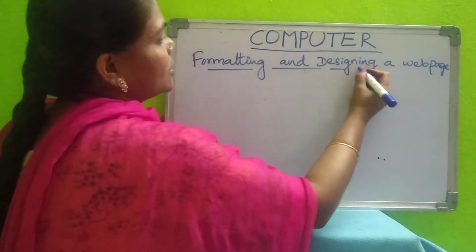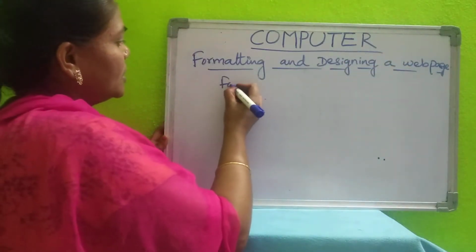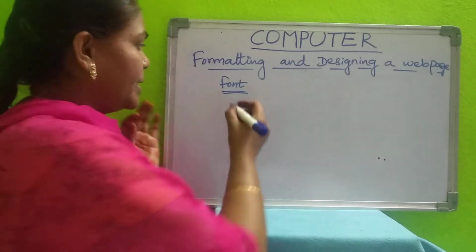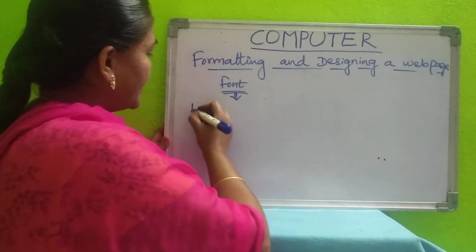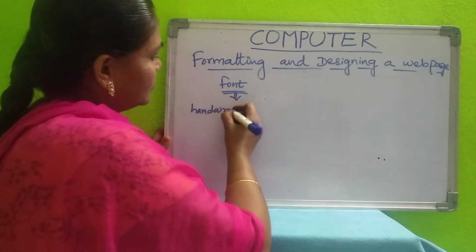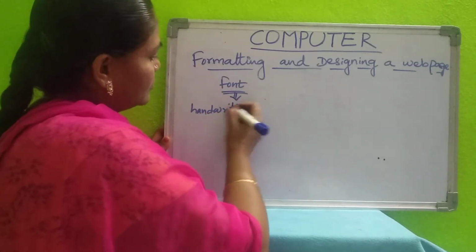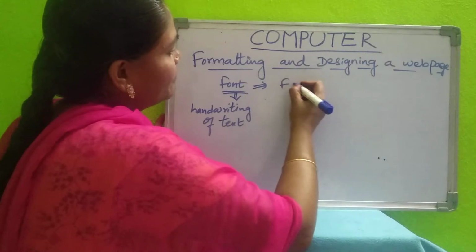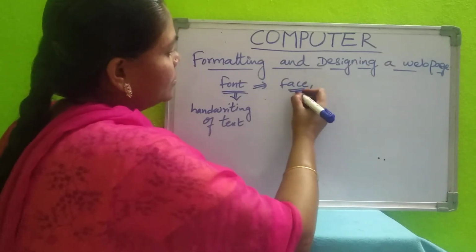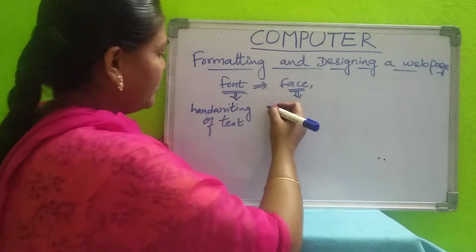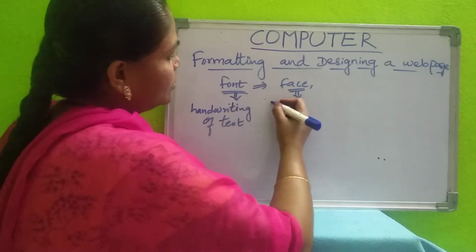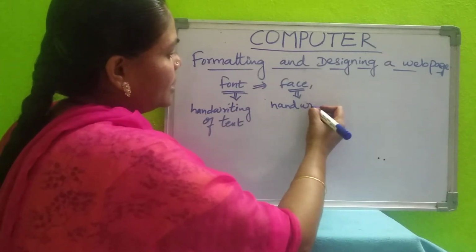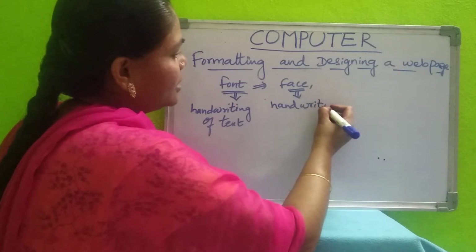So in this, font is nothing but the handwriting in which you want to display your text in the web page. So this font is the handwriting for your text. For this font we use the face attribute to specify in which handwriting we want it displayed. That we will write in double quotes.